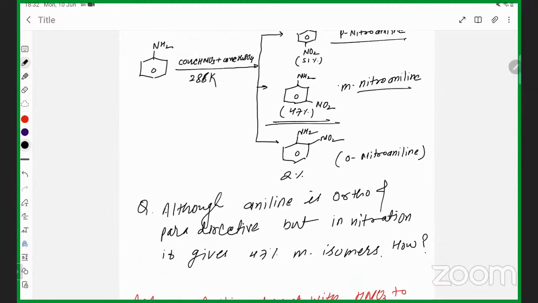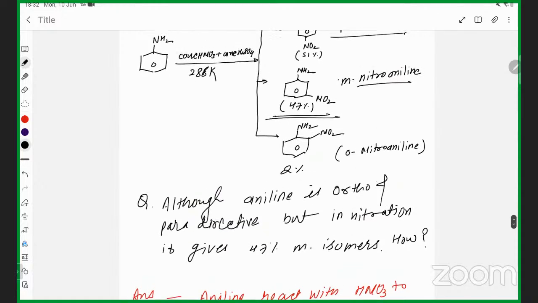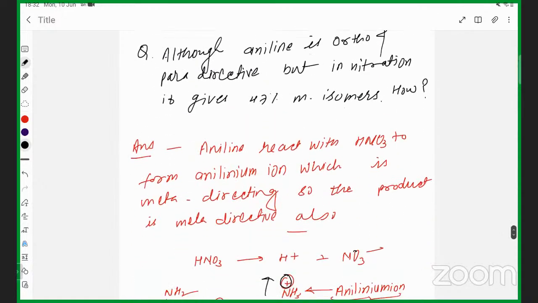They ask this in the exam. But it is giving all the mixed product. What to do to get mono substituted product?